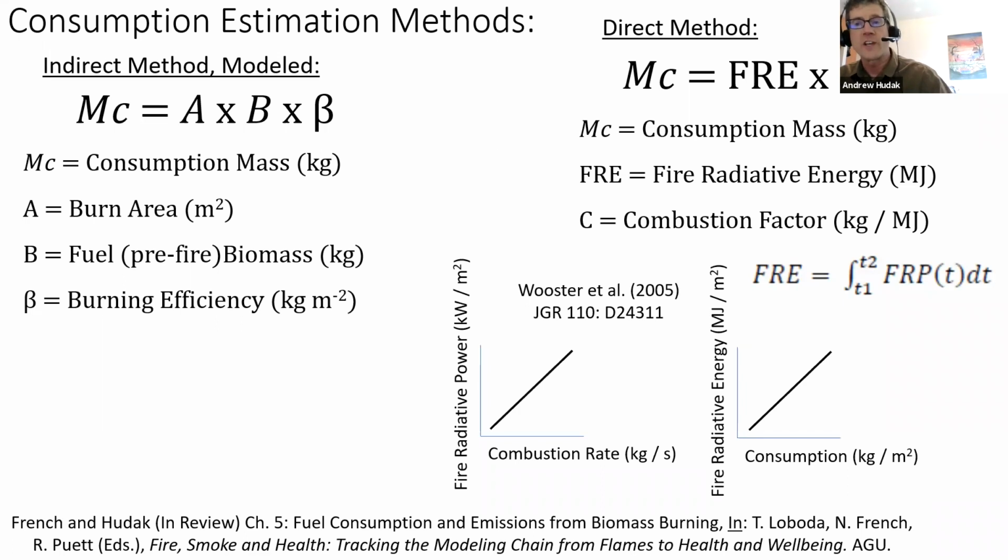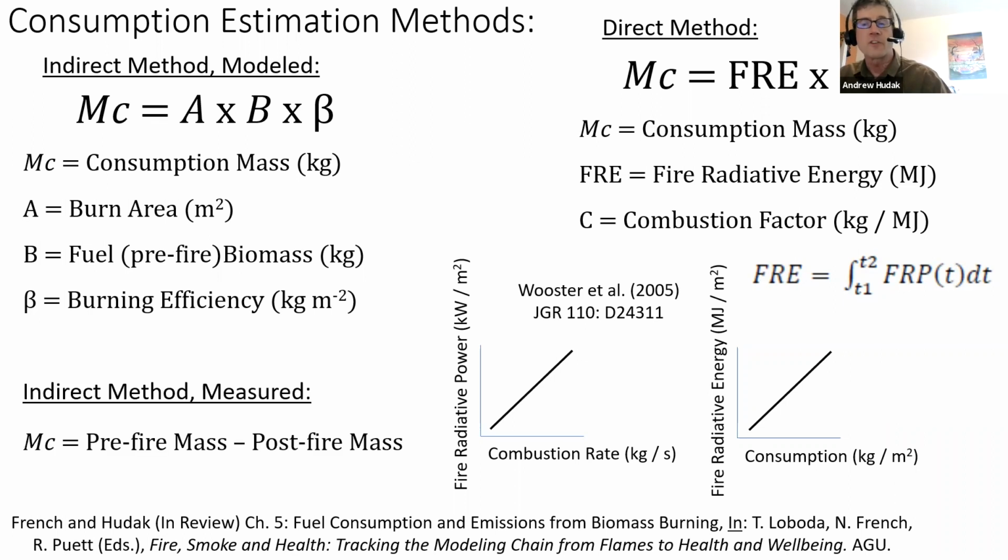So that approach, what I'm calling the direct approach, is based on Martin Wooster's seminal paper from 2005, where he showed in experimental small fires how the combustion rate is linearly related to the FRP that you can measure from the fire. And that's a unit of power, which is a watt, like a joule per second. So when you integrate that over time, you can get an energy estimate in joules to compare to the amount consumed.